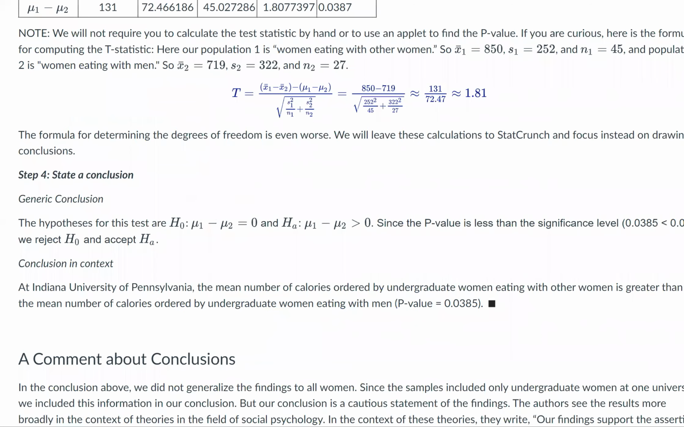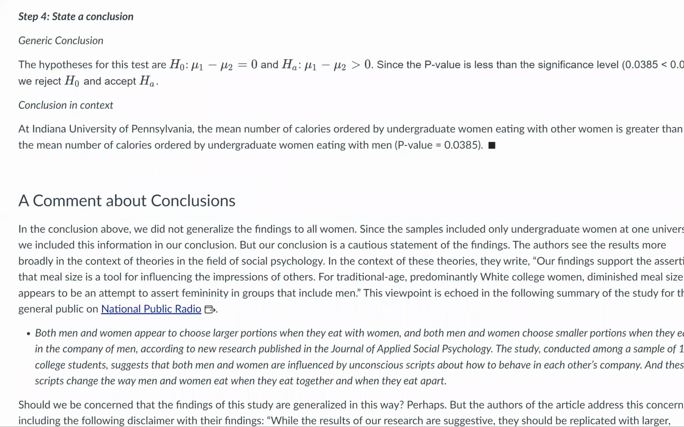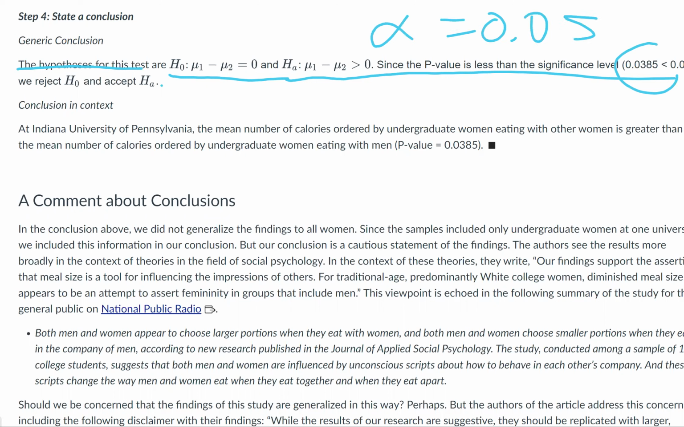And then step 4 is to state a conclusion. Okay, the general conclusion here: the null hypothesis for this test is that the difference in the means is 0. The alternative hypothesis is that the difference in the means is greater than 0 or positive. Since the p-value that we got from StatCrunch is less than the significance level, it was 0.0358. That's less than alpha in decimal form, 0.05.